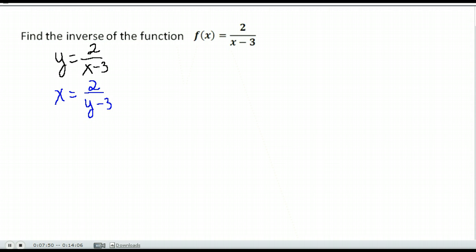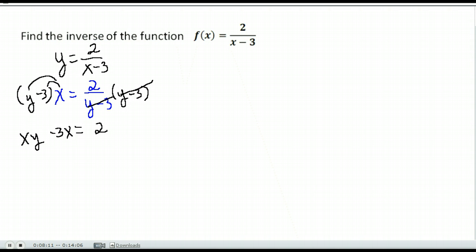We're supposed to solve this for y. Well, the first thing we're going to have to do is clear that denominator. So we're going to multiply both sides by the denominator. Over here it cancels. That's what we wanted. And on this side I have y minus 3 times x. Now I'd have to distribute that. And now I have xy minus 3x. The reason I had to distribute and not leave it in parentheses is because I'm solving for y. So I needed the y not to be in parentheses with something else.